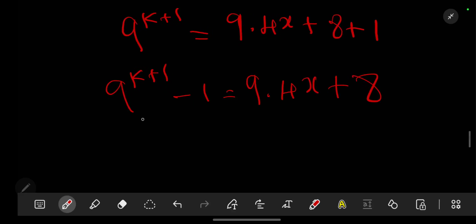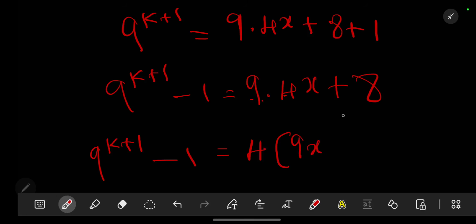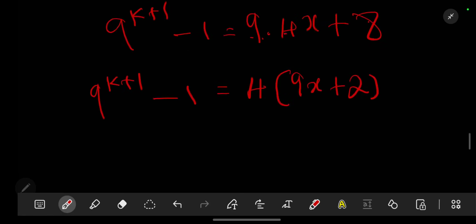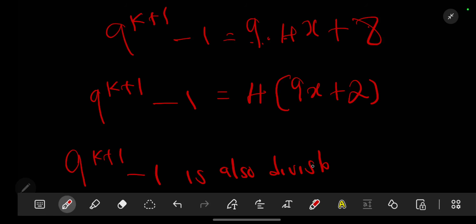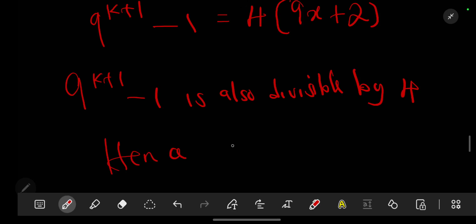With that said, what are we going to have? We have 9 to the power k plus 1 minus 1 is equal to 4, which is common here. Open brackets, we remain with 9x since we have taken out the 4, and 8 divided by 4 is 2, so we have plus 2. So we can say that 9 to the power k plus 1 minus 1 is also divisible by 4. So we can say hence shown.